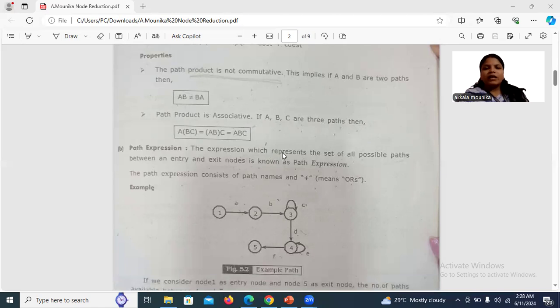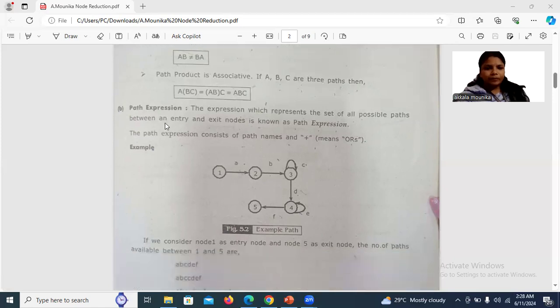Next, what is the meaning of a path expression? The path expression, which represents the set of all possible paths between an entry and exit node, is known as a path expression. That means how many paths we are getting from entry to exit. For suppose, imagine that five paths are there. So this combination of all of these comes under the path expression. So consider this example here.